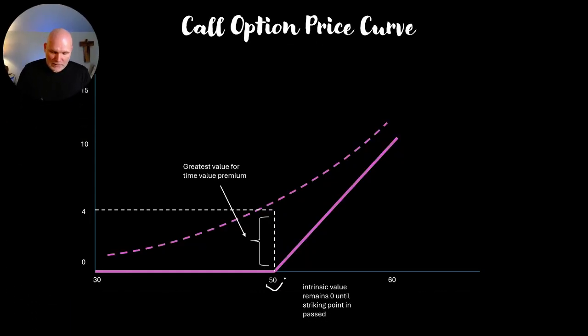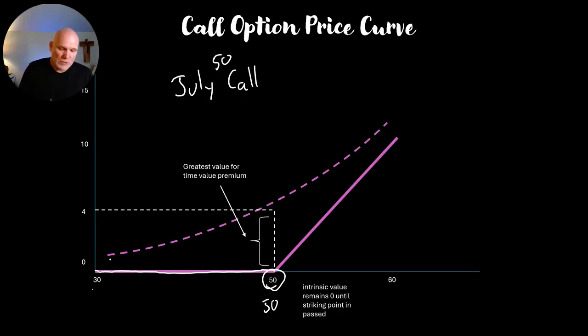Let's say the price is at $50. This is a $50 stock. This is a July call, a July $50 call. If the stock goes down to 30, the intrinsic value of the call option is nothing. But the call option still has time. There's a time component to this. So if I'm down at 30, the $50 call might be worth maybe $1.